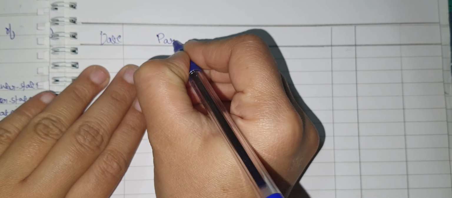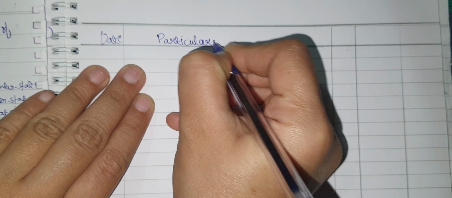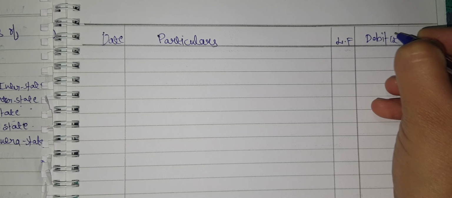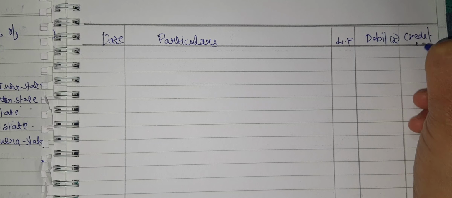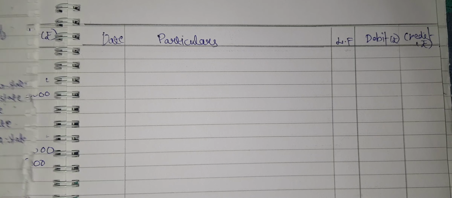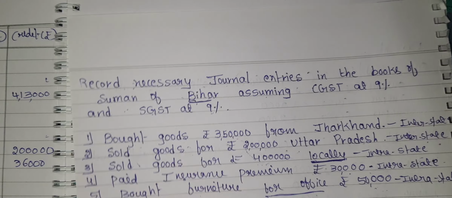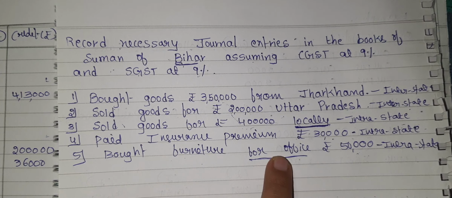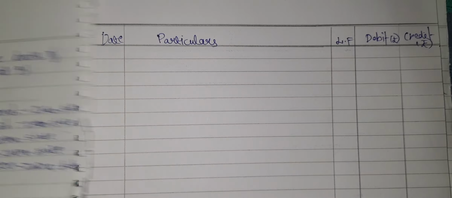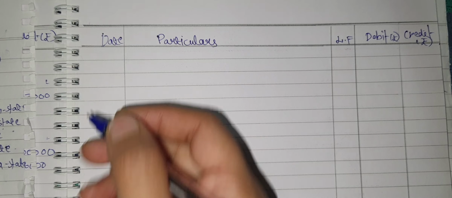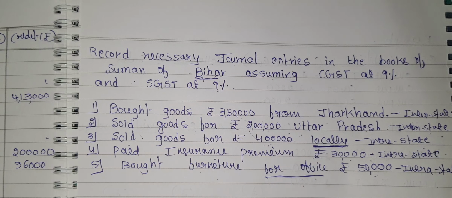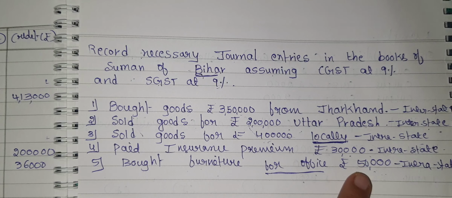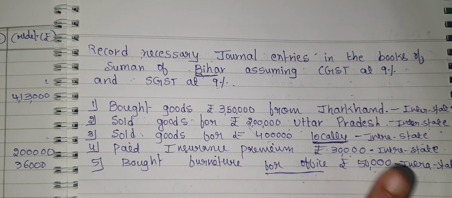Date, particulars, LF, debit amount in rupees, and credit amount in rupees. Bought furniture for office for rupees 50,000. That is in Bihar. Bought furniture for office in Bihar, that is rupees 50,000, which means this is an intrastate transaction.